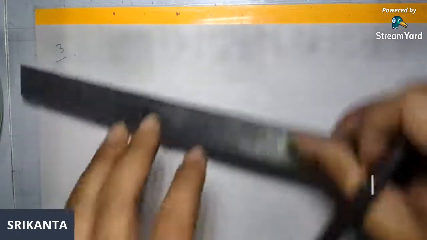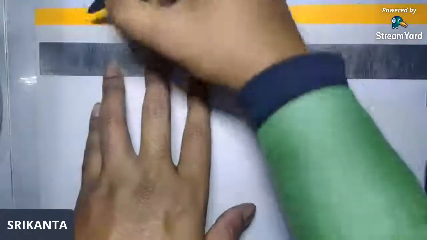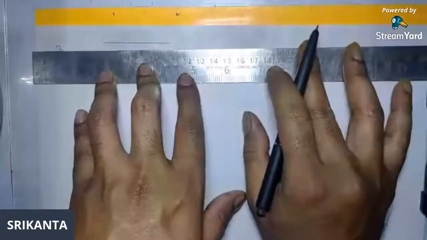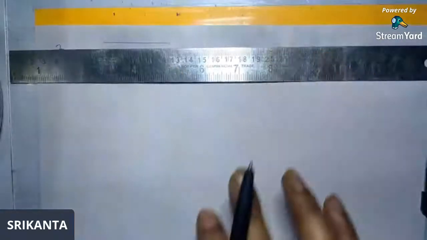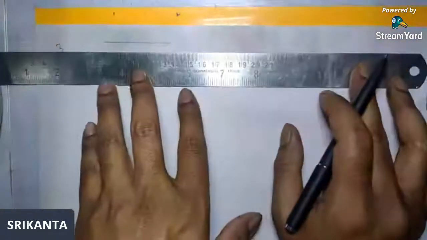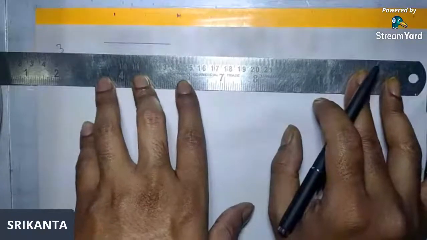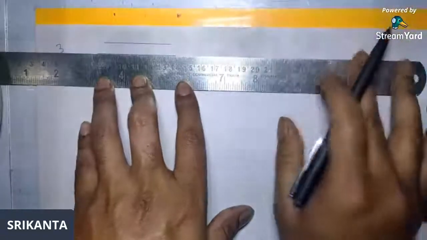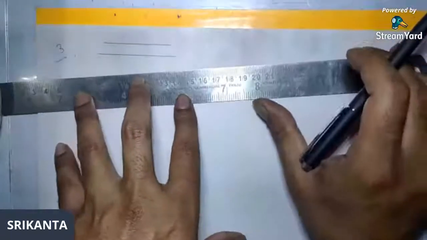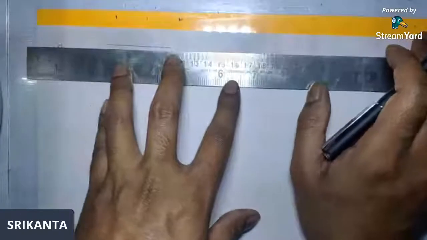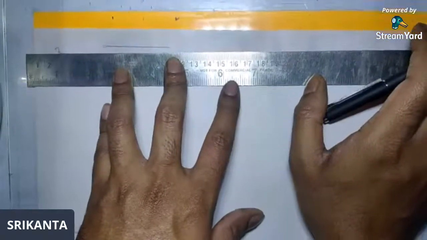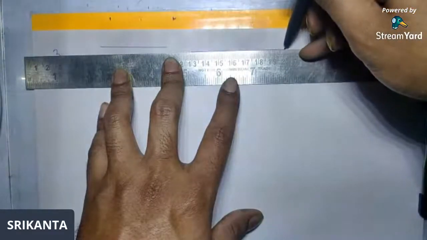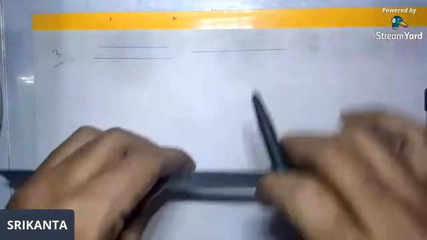Let us draw 5, 6, 7. Whose sides are in the ratio 7 by 5. So 5, then here draw 6, right? And here you can draw 7. So drawn 5, 6, 7.